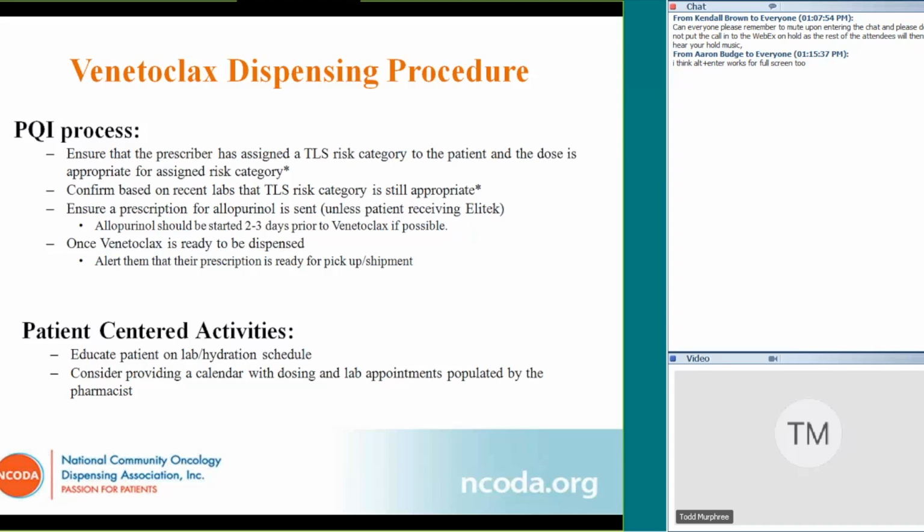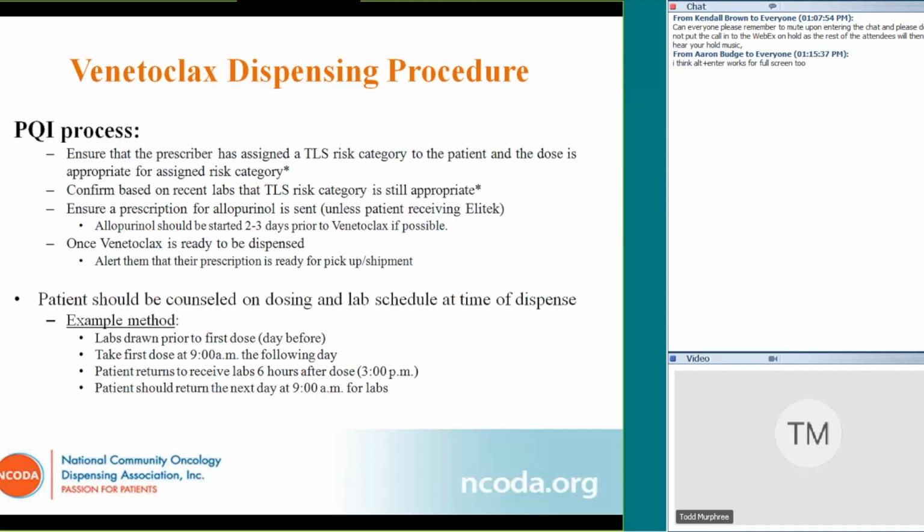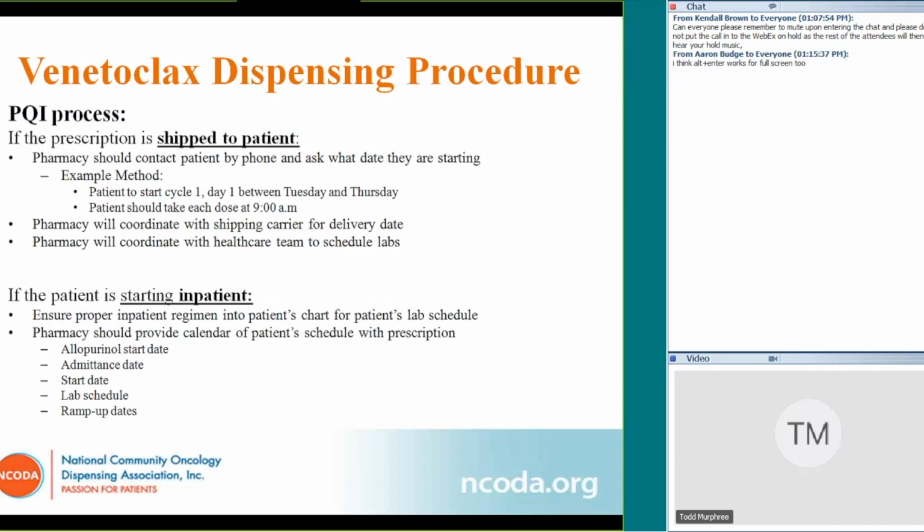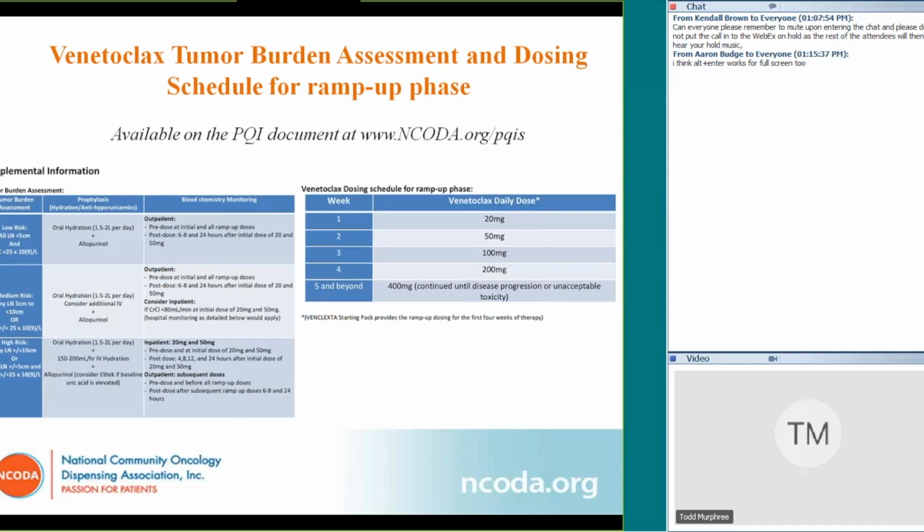You can see that the PQI process is basically all around dispensing. Go ahead and advance the slide, and we'll take a look. Go ahead and go one more, and then we'll go back. One of the addendums to the PQI is the risk assessment, and also the ramp-up dose, and how we assess these patients for inpatient versus outpatient starting. So you have this as a quick reference within the PQI.